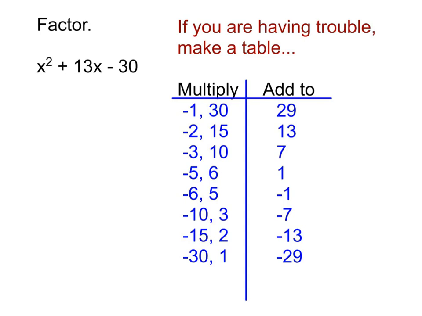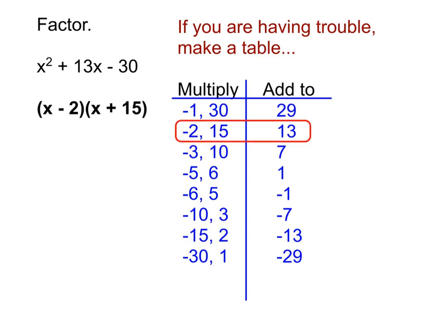Now, you might go ahead and write them all in. But if you do, it'll make it easy to figure it out. This is what we're really interested in, that one combination of negative 2 and 15.